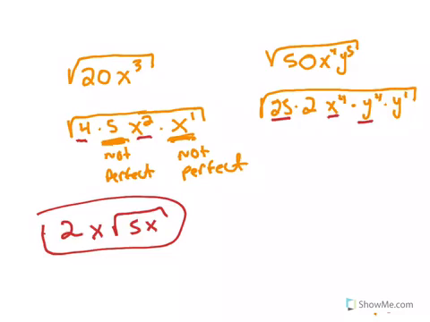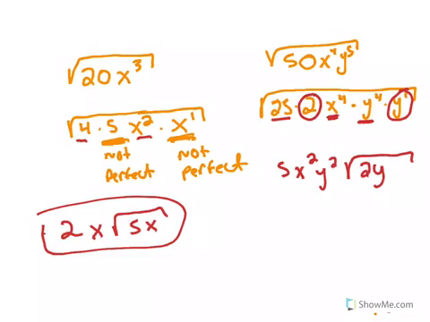Once I take the square root of 25, it gives me 5. Square root of x to the 4 is x squared. Square root of y to the 4 is y squared. Now my remainders are 2 and the 1y. Put a little one there to help. That's the answer for that one.